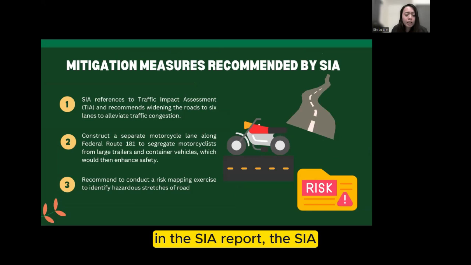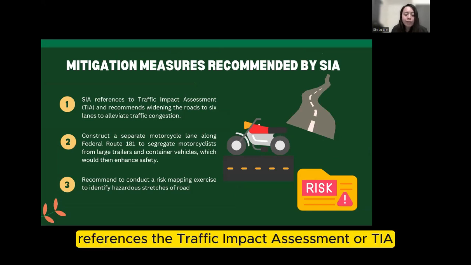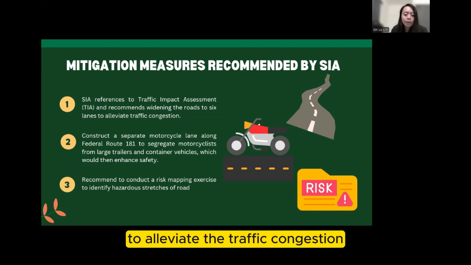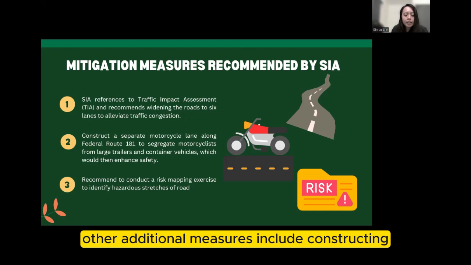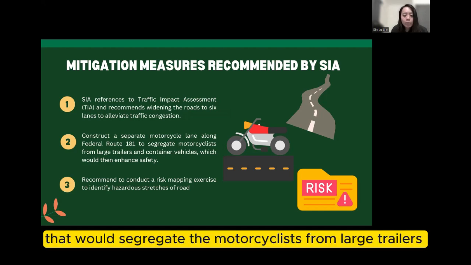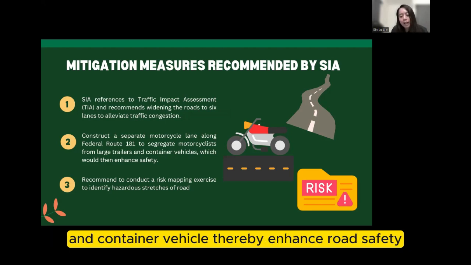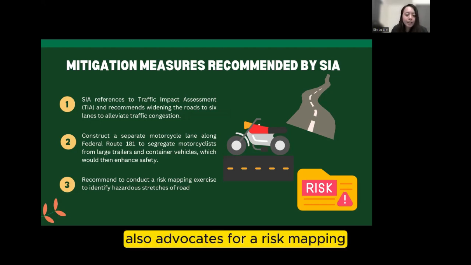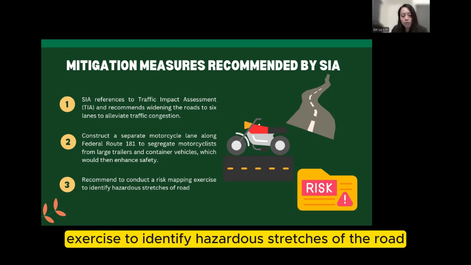In the SIA report, the SIA references the Traffic Impact Assessment or TIA and recommends widening the roads to 6 lanes to alleviate the traffic congestion. Other additional measures include constructing a separate motorcycle lane along Federal Route 181 that would segregate the motorcyclists from large trailer and container vehicles, thereby enhancing road safety. The SIA also advocates for a risk mapping exercise to identify hazardous stretches of the road.